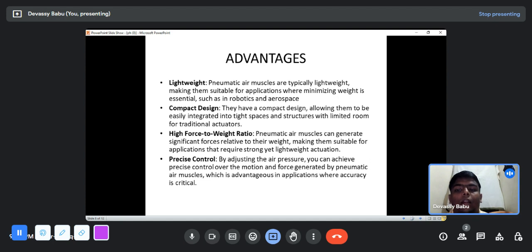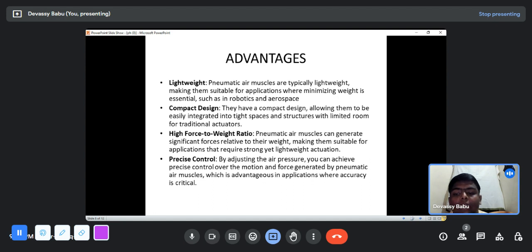The advantages. Lightweight: the pneumatic air muscles are typically lightweight, making them suitable for applications where minimizing weight is essential, such as in robotics and aerospace. Compact design: they have compact designs, allowing them to easily integrate into tight spaces and structures with limited room for traditional actuators.